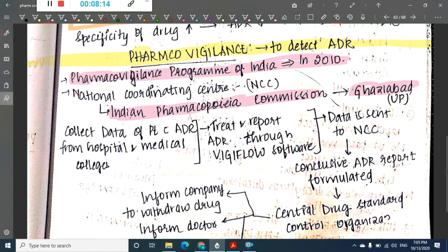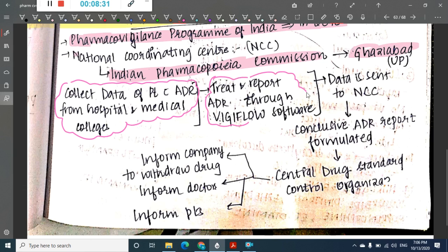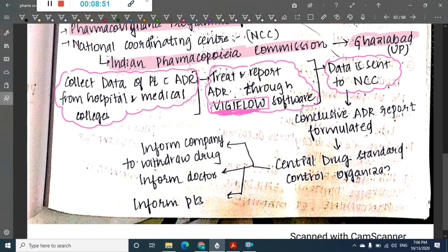Okay, so what happens here is that from all hospitals and medical colleges, the data on adverse drug reactions is collected and reported to the Pharmacopoeia Commission through a software called VigiFlow. Through this VigiFlow software, we report the adverse drug reactions, and this data is sent to the National Coordination Center, that is, the Indian Pharmacopoeia Commission in Ghaziabad, and then the conclusive adverse drug reaction report is formulated.